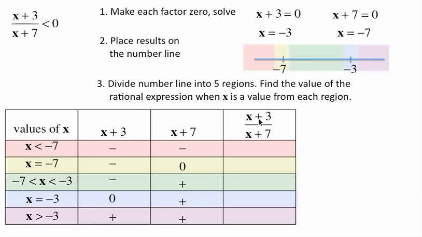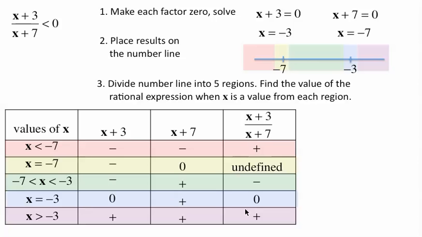Now we're going to look at the actual rational expression, x plus 3 over x plus 7. In the first region, that's negative over a negative. Negative divided by negative is a positive. Here we have a negative divided by 0. Division by 0 is undefined, so the result is undefined. Here we have a negative divided by a positive, which is negative. When x is equal to negative 3, we have a 0 divided by a positive. 0 divided by anything is 0. Down here, we have a positive divided by a positive, which is positive.